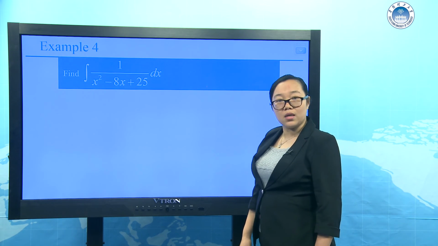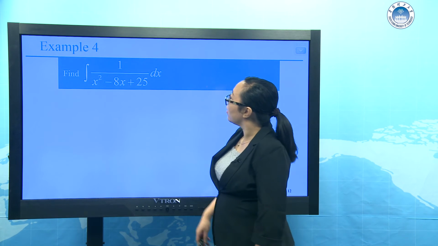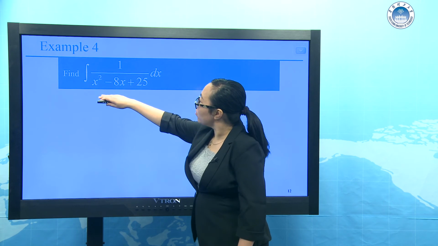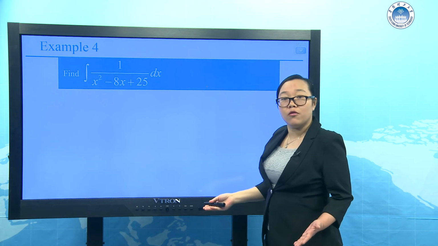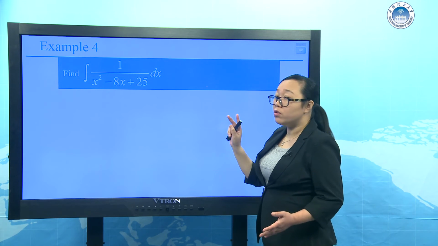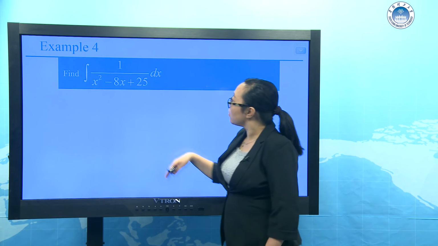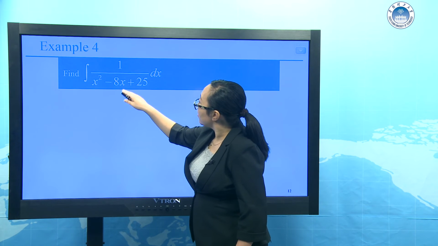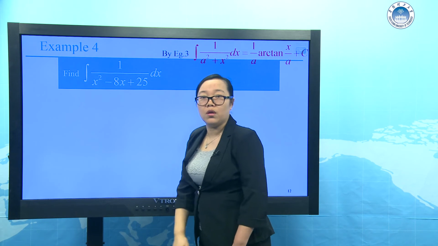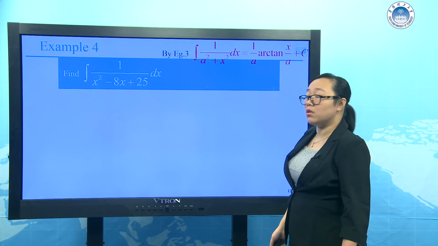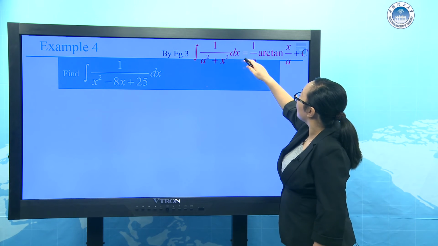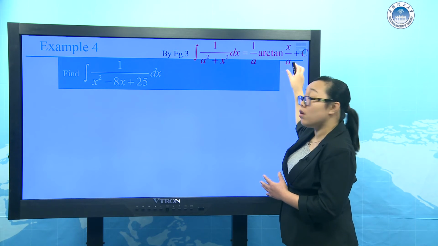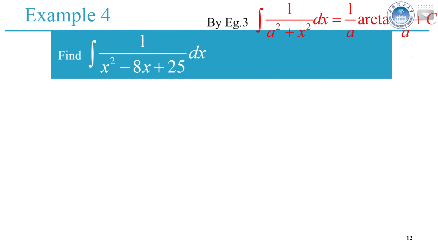Go on, look at example 4. Try to find the integral of 1 over x squared minus 8x plus 25. Maybe you are confused. Why? There are two terms about x: x squared and x to the first power. How to do? Do you remember the result of example 3? The integral of 1 over a squared plus x squared dx. Okay, it is known. Look at what is a squared plus variable squared.